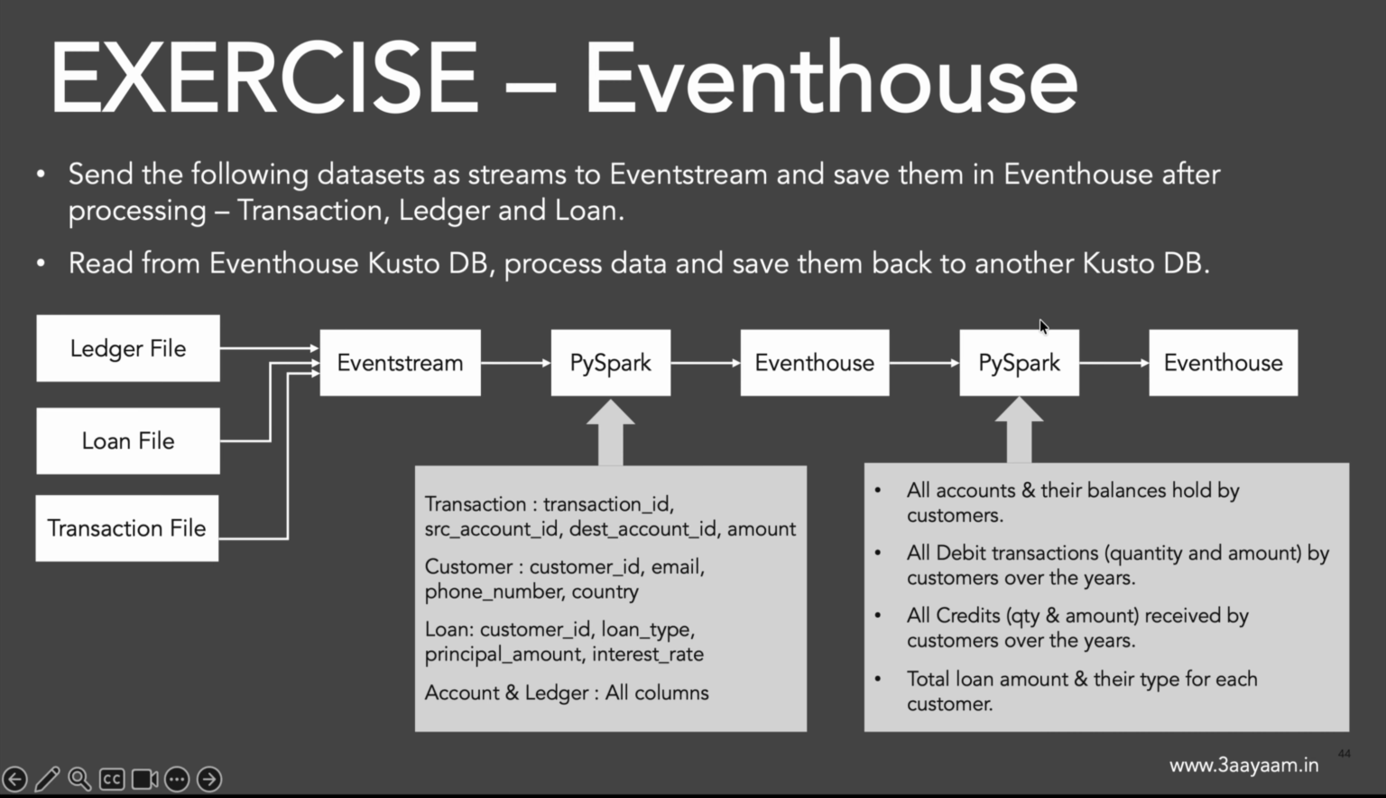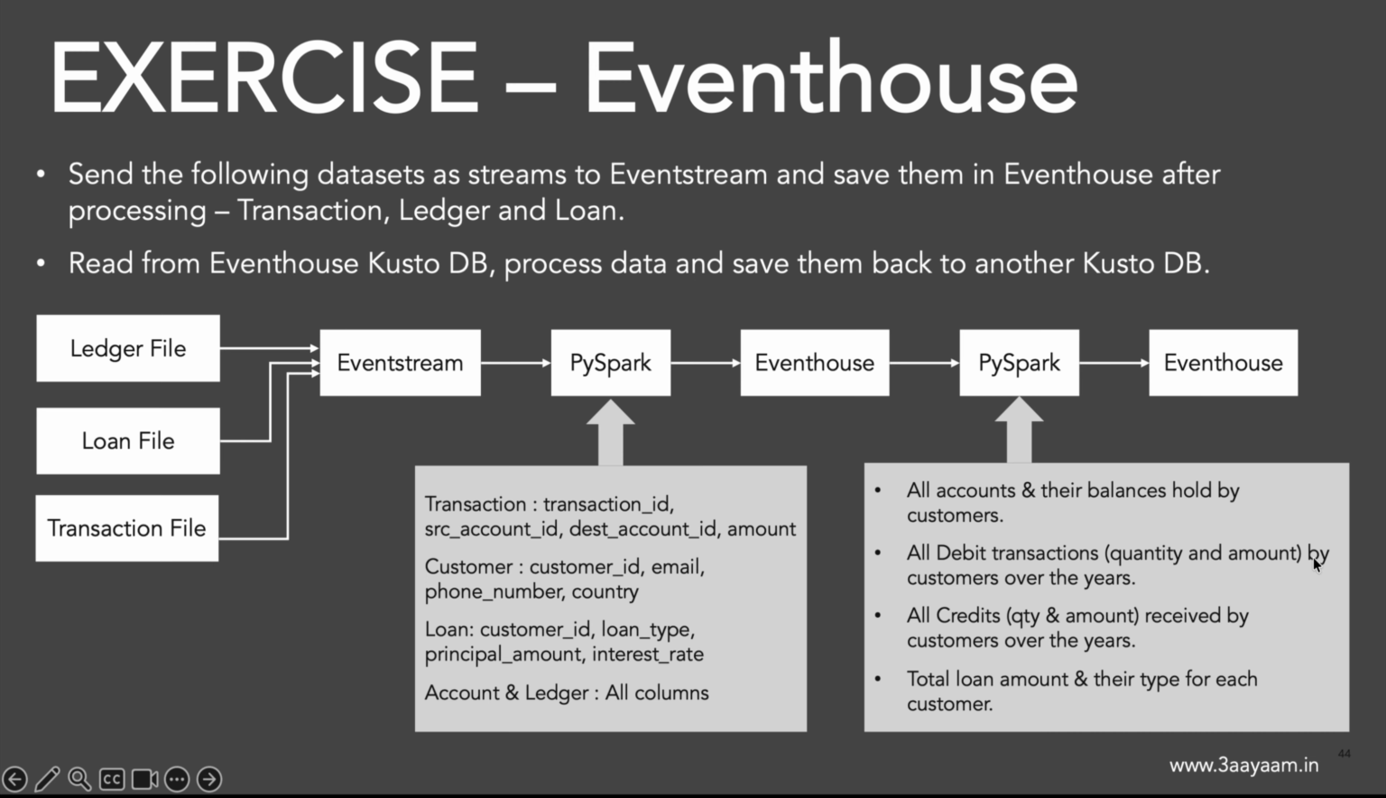After that, you'll have to read from the KQL tables, all the 4 tables that you have created in the custom database, do some processing using PySpark, and then write it to another KQL table. Before writing to the target table, you'll have to perform these operations. You have to make sure that these transformations are performed. So all accounts and their balances held by customers. This is the first problem statement, and you'll have to convert it to Spark code.